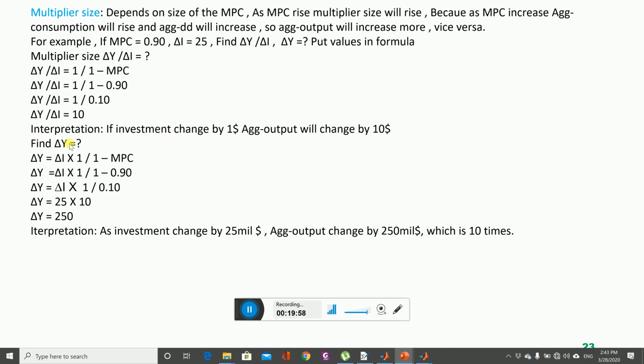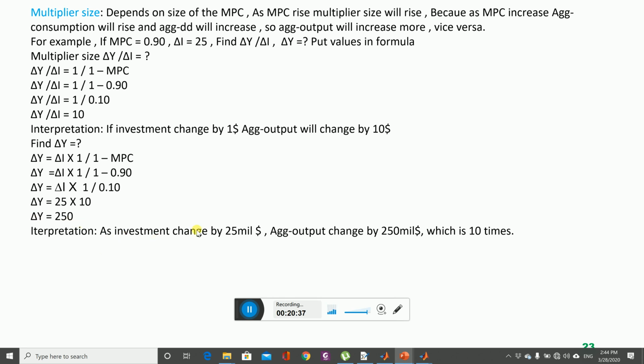Now again we can find delta Y. So delta Y is equal to delta I multiplied, this is the sign of multiplication, by 1 divided by 1 minus MPC. Delta I multiplied by 1 over 1 minus 0.90, because MPC is 0.90. So 1 minus 0.90 is 0.10, 1 divided by 0.10 is 10, and the increase in investment magnitude is $25 million. 25 multiplied by 10 is equal to $250 million.